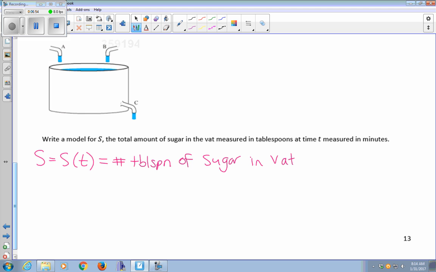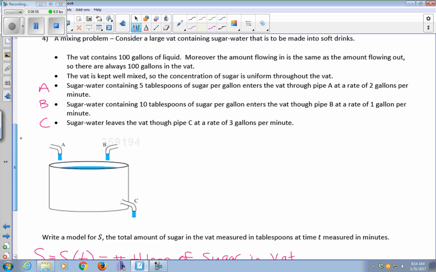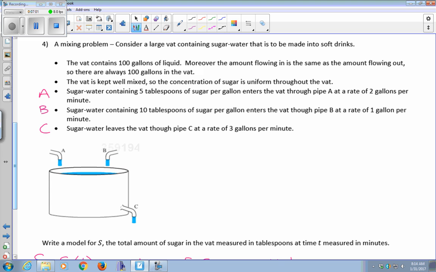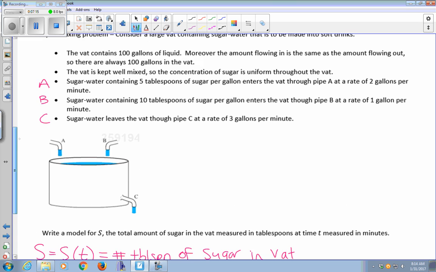And I'm trying to write a model, a differential equation model. It's going to be a differential equation because what they're giving me are rates, right? How is the amount of sugar changing? Sugar water is flowing in that has 5 tablespoons of sugar per gallon, enters at a rate of 2 gallons per minute. So all these things they've given me are rates. So my model is going to start with dS/dt.